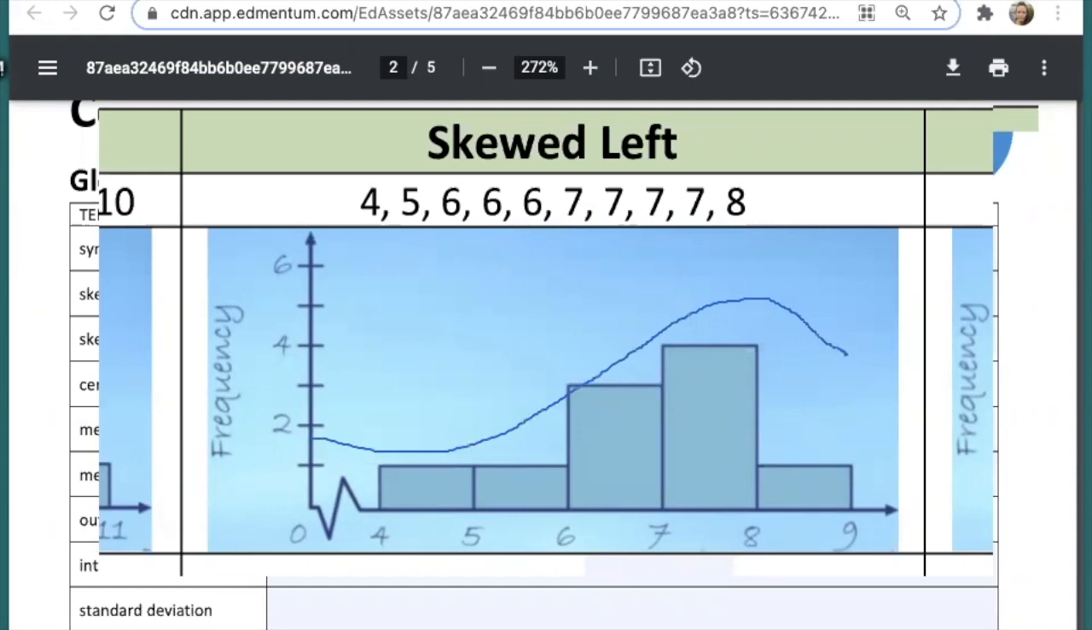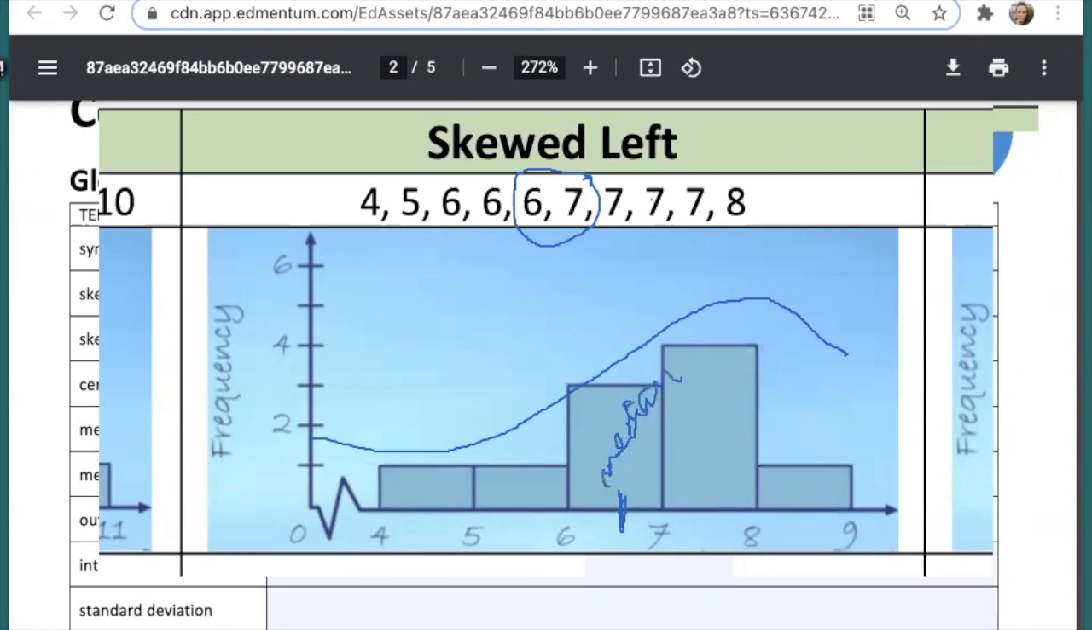And if I were to find the number in the middle, the median, let's see, there's 1, 2, 3, 4, 5, 6, 7, 8, 9, 10 total numbers. So the median is going to be the average of the two numbers in the middle. So the median is going to be 6.5, which is right here.